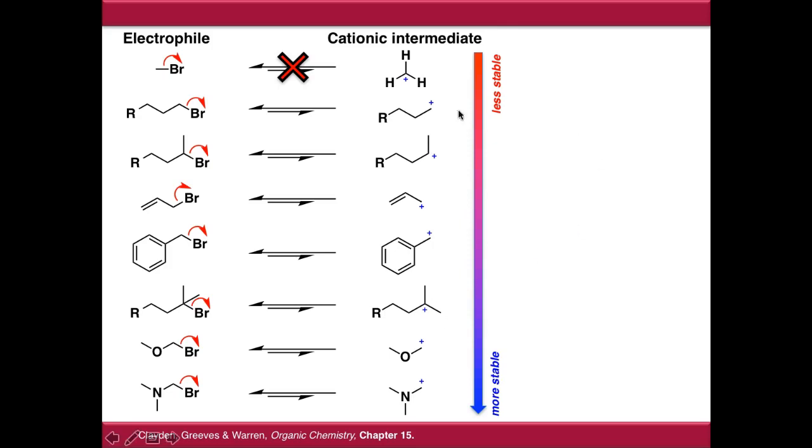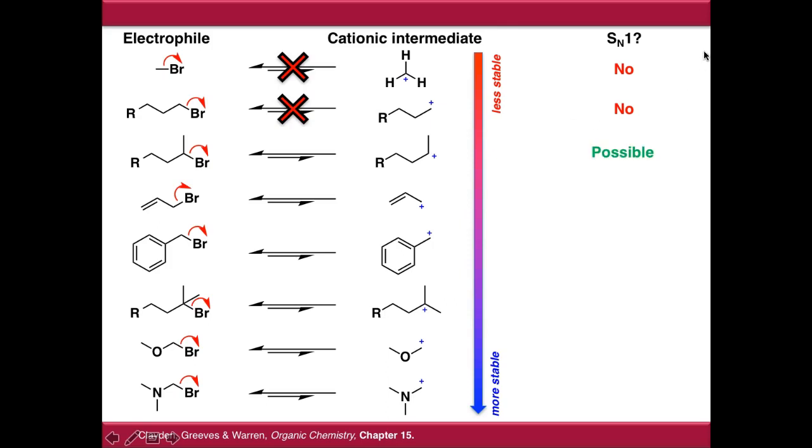So because the carbocation intermediate of the methyl electrophile is so unstable, this reaction here doesn't happen. And as a result, SN1 reactions with methyl electrophiles do not happen. We can say something similar about the primary electrophile, in the sense that the cation just does not want to form because it's so unstable, so therefore SN1 reactions don't occur.